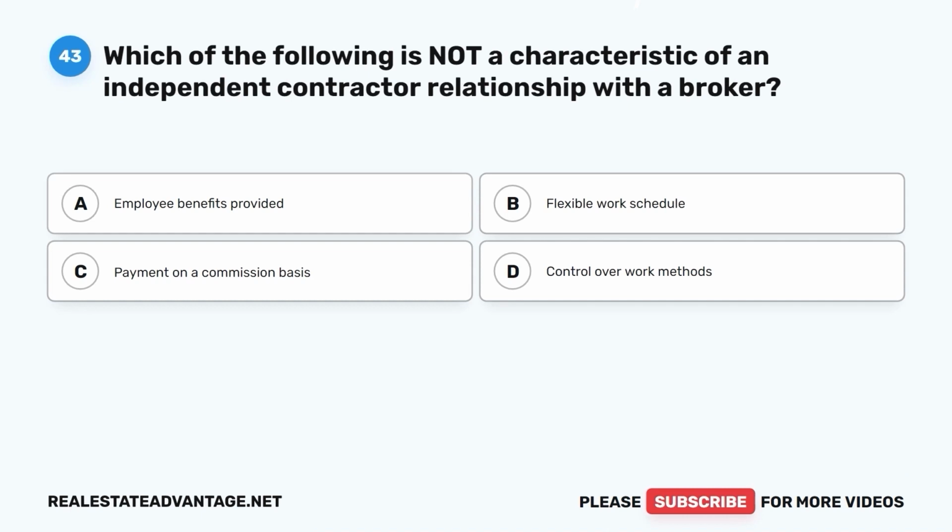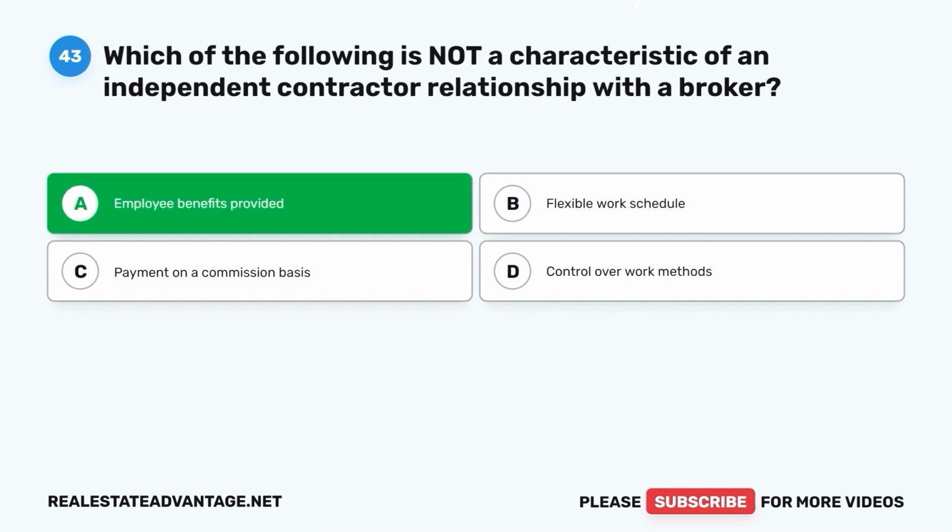Question 43. Which of the following is not a characteristic of an independent contractor relationship with a broker? A. Employee benefits provided. B. Flexible work schedule. C. Payment on a commission basis. D. Control over work methods. The correct answer is A.